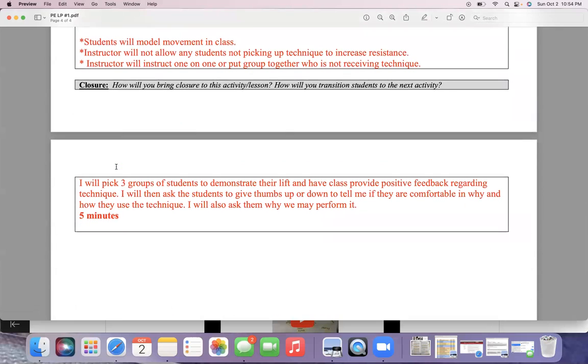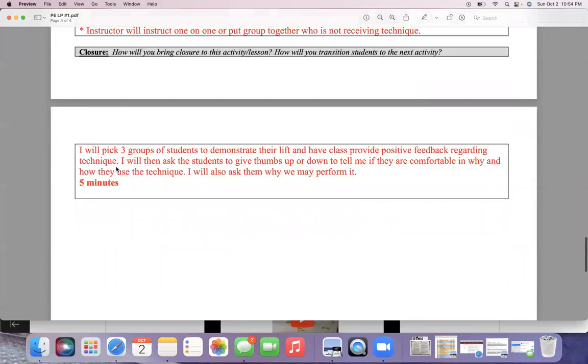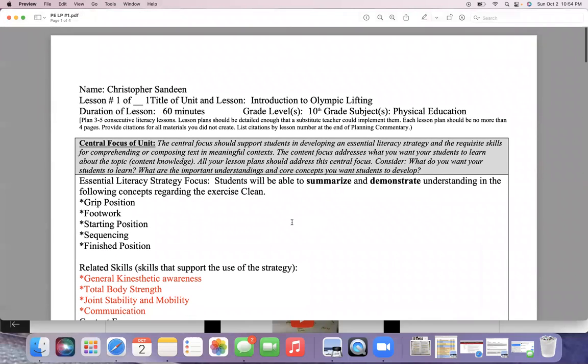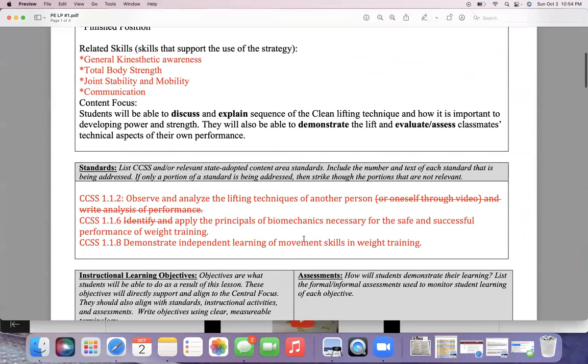And lastly, we have closure. So how will we bring closure to this activity lesson? And basically how we'll end the unit and kind of conclude on their knowledge of this topic. So yeah, it just has to be very detailed. The lesson plan is very clear cut and tells us what we need to put.